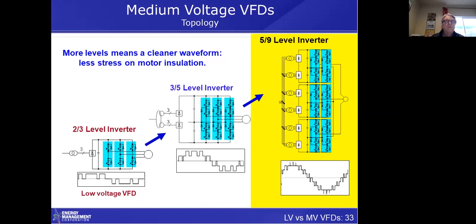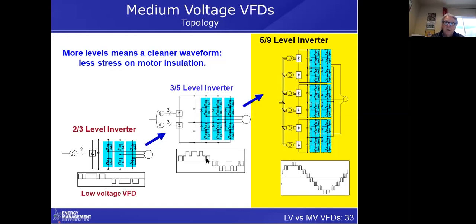All low voltage drives are 2-level inverters. And that's why you have the problem with those steep spikes that go from, let's say on a 480-volt drive, 0 voltage up to maybe 650 volts suddenly, and that can be very difficult on installation. Now, all low voltage drives are like that, but not all medium voltage drives are like that. Some are, but most are not. Here's a 3-level inverter. Notice we have two different DC buses, and now you have 3 levels.